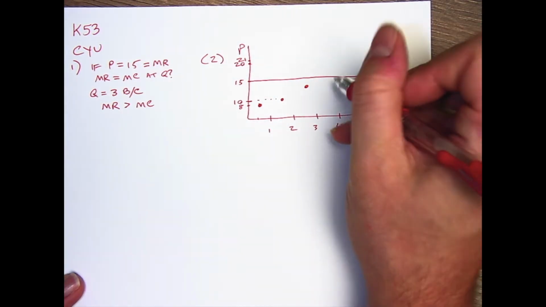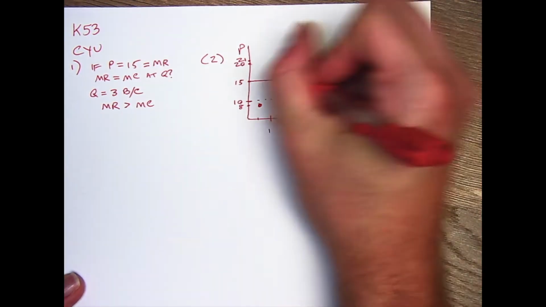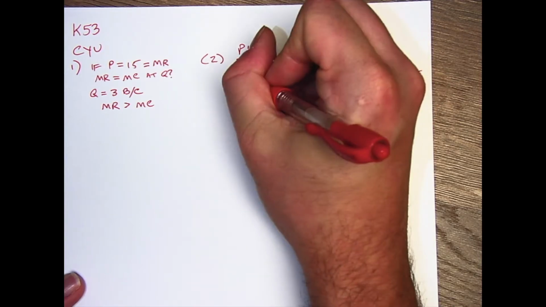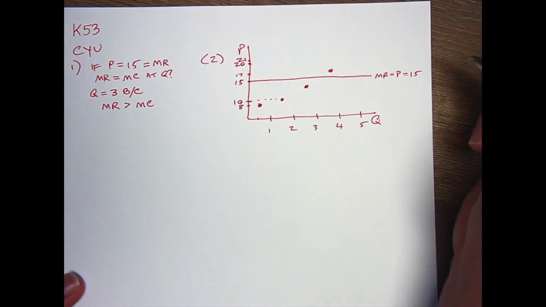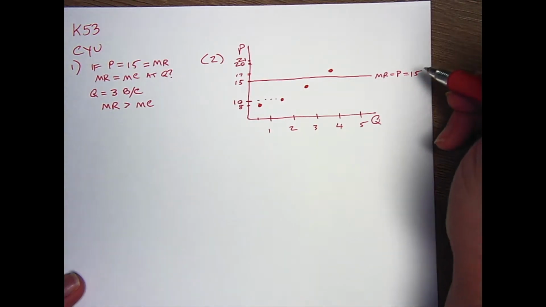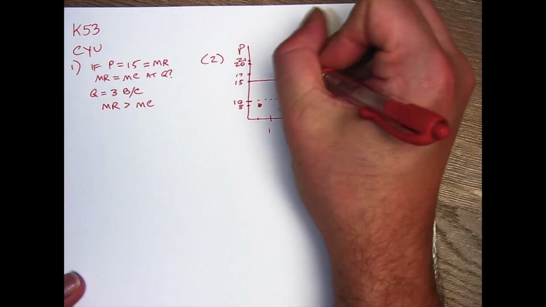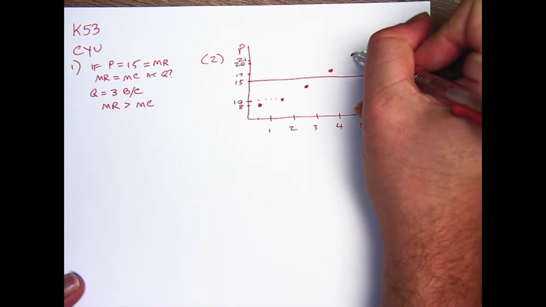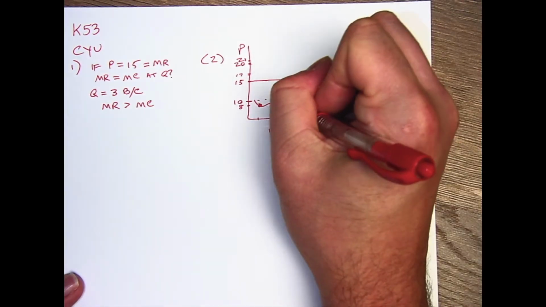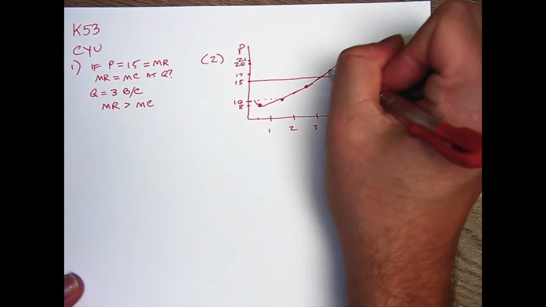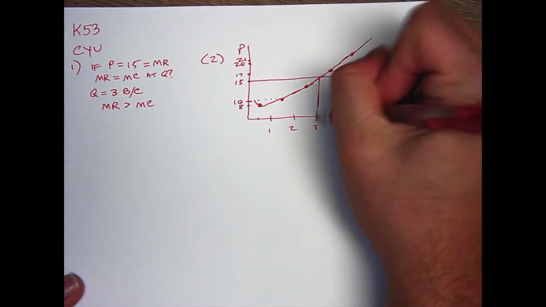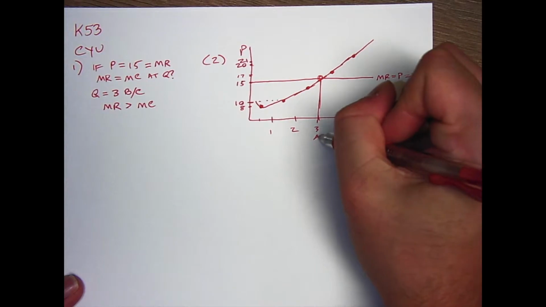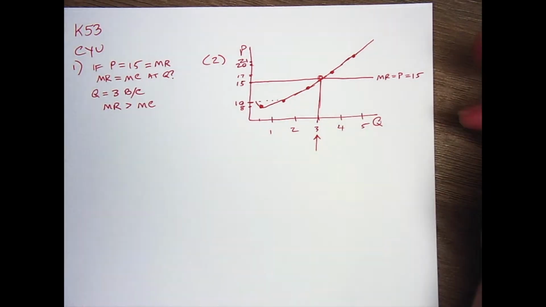And then that fourth unit leads to 17, so that's probably right about, no, that's not even close to there, it's probably right there. So we'll say right about here. And then that last unit generates the 21, and so that one's going to be way over here. So we connect the dots here, and we draw that upward sloping line, and we find that, in fact, yes, that's the quantity that they should be producing at.